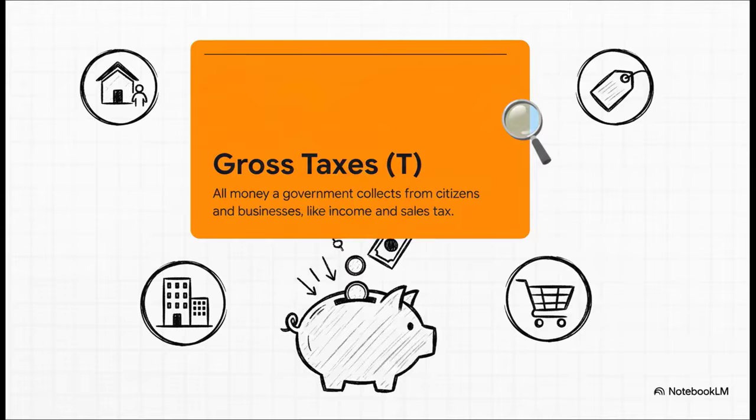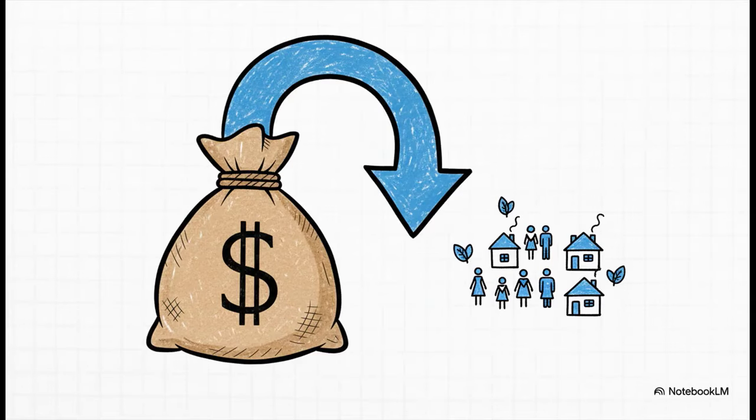This is the total, massive pot of money the government collects from everyone and everything. Income tax, sales tax, you name it. It's the whole shebang before anything else happens to it. But here's the twist. The government doesn't actually get to keep all that cash.